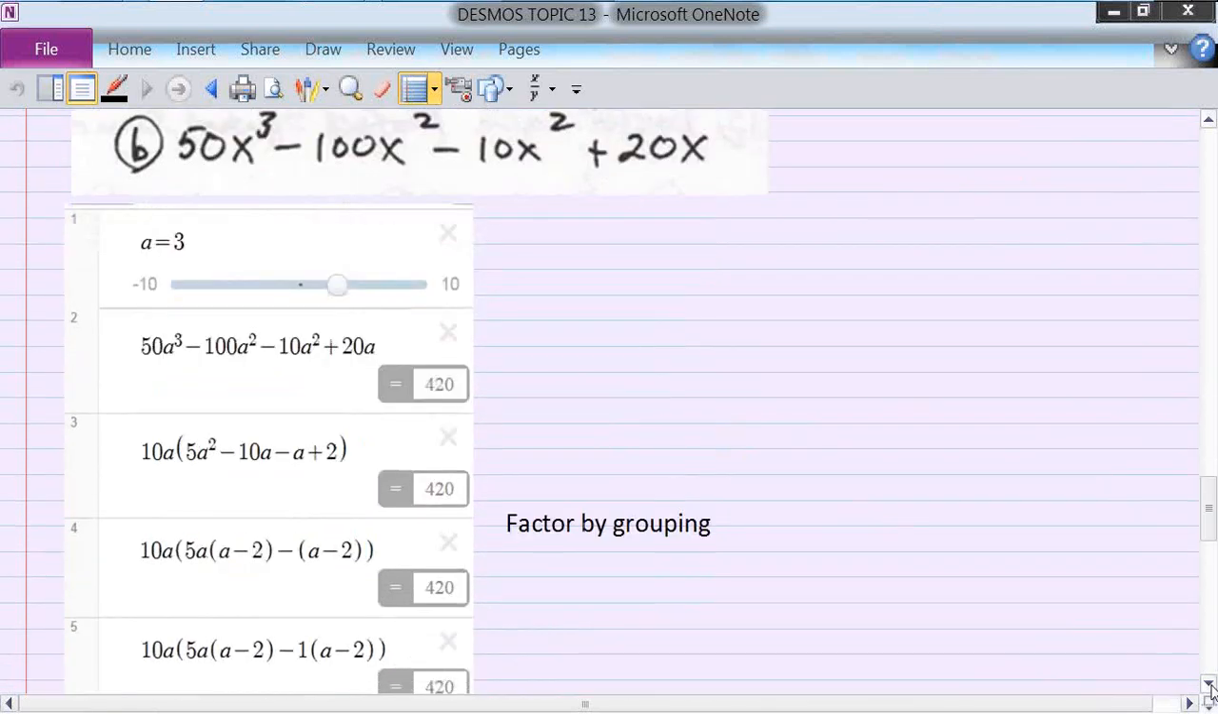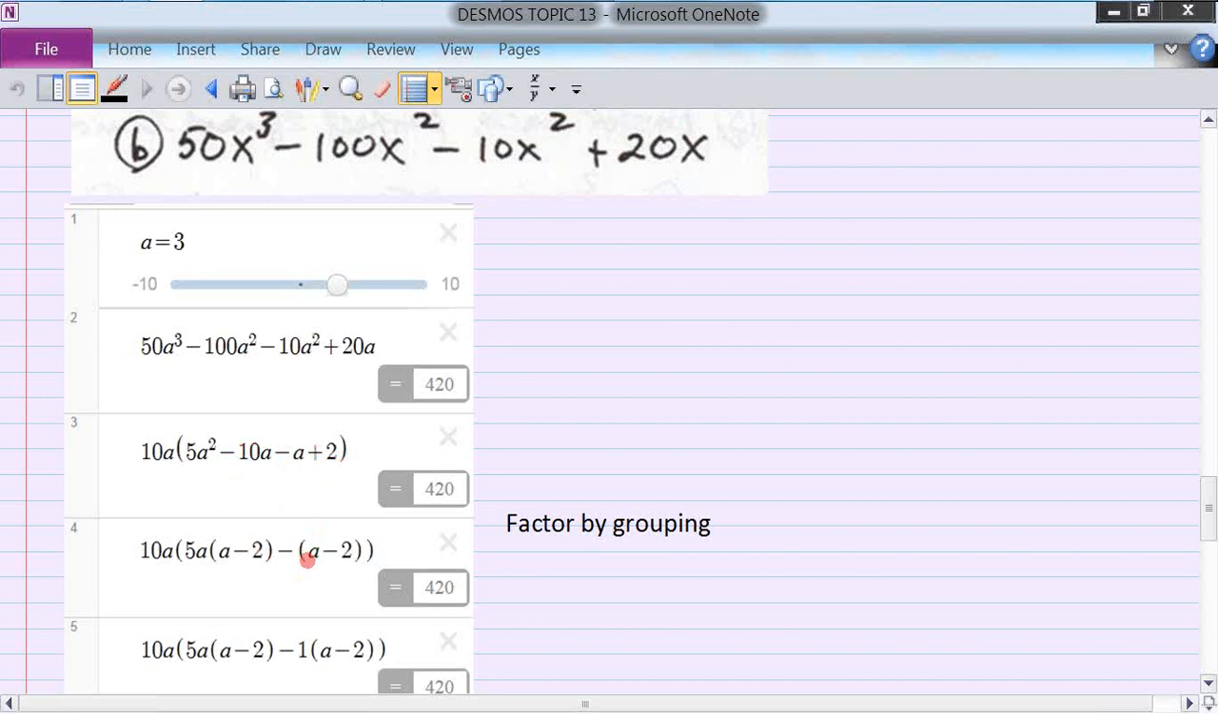I'm going to factor by grouping. So I've got 50a cubed minus 100a squared minus 10a squared plus 20a. Going to factor out 10a from each one of these terms. Okay, and I have 10a, and then out of these first two terms, I'm going to factor out 5a. So I get a minus 2 because 5a times a gives me 5a squared. 5a times minus 2 gives me minus 10a. And here I have minus a.